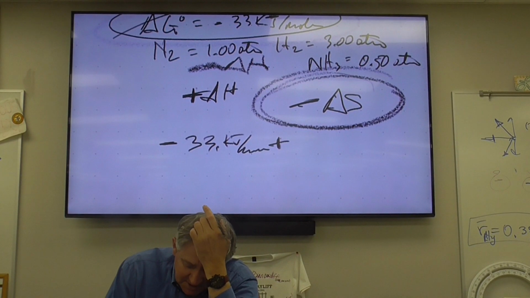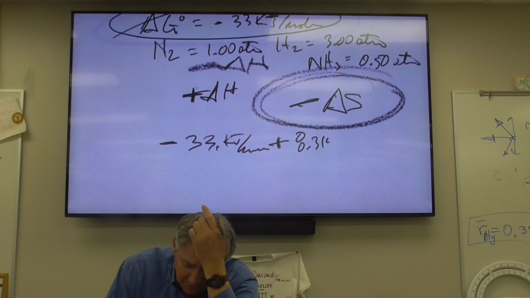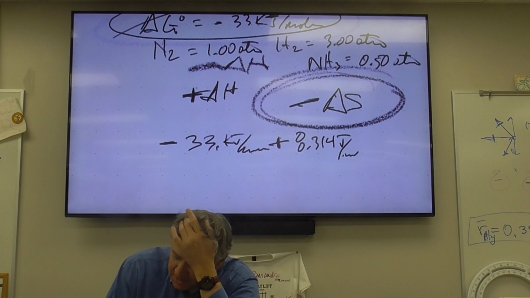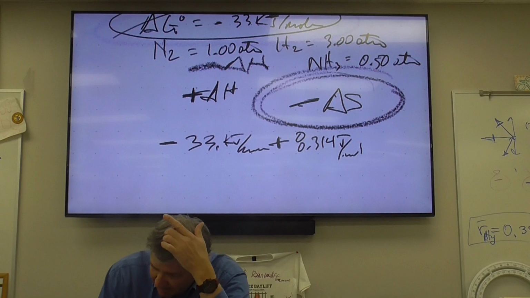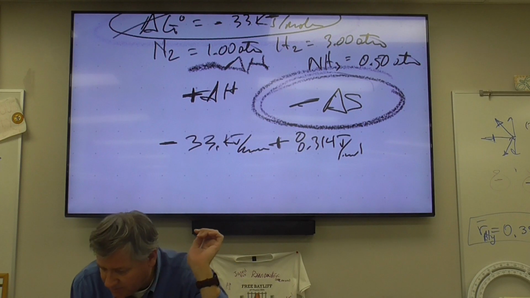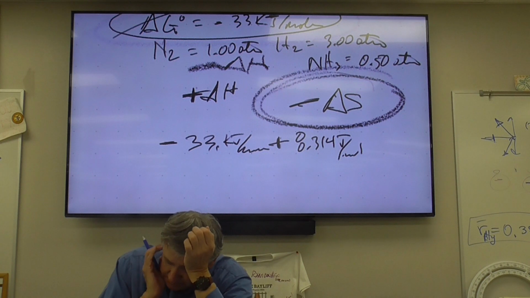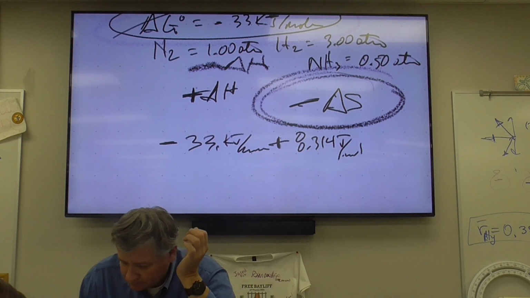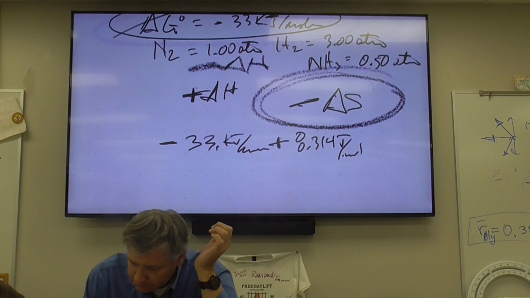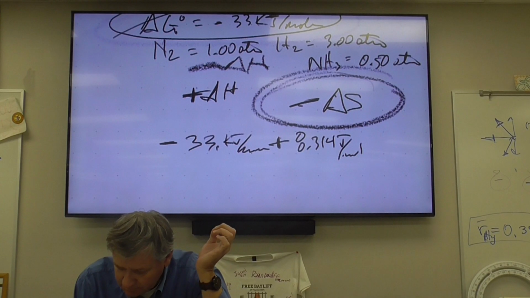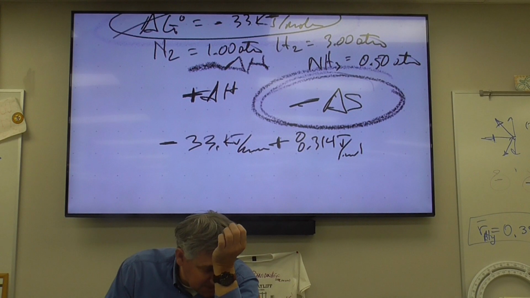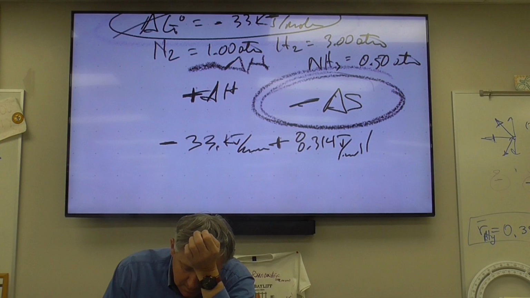And then you've got RT, which is 8.314 joules per mole Kelvin. The temperature is, what's the temperature? Room temperature, 25 plus, what's 25 plus 273? 298.